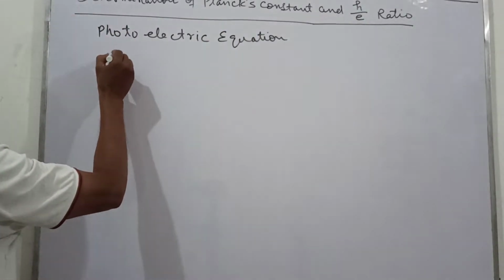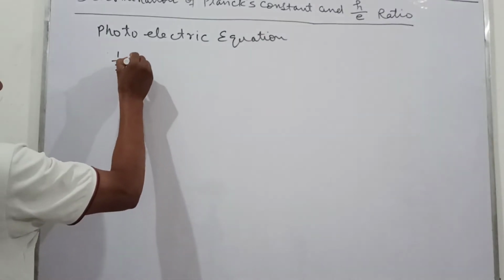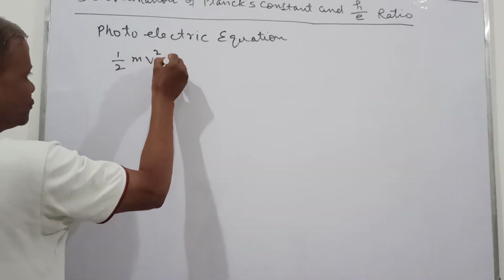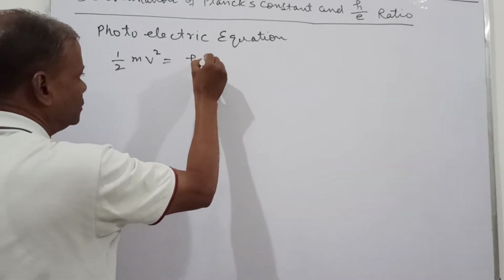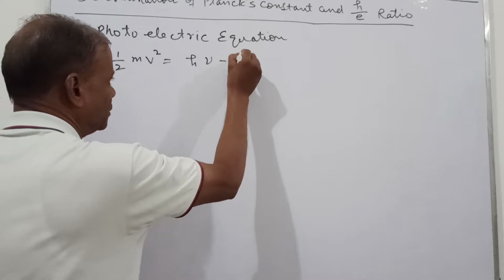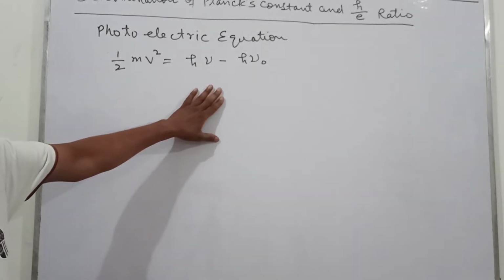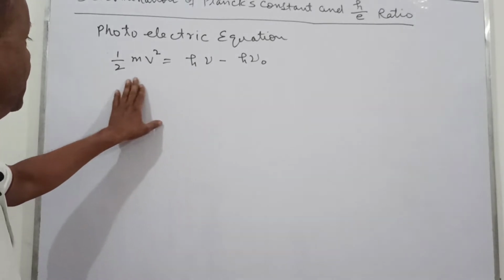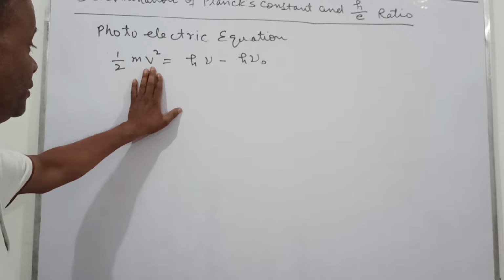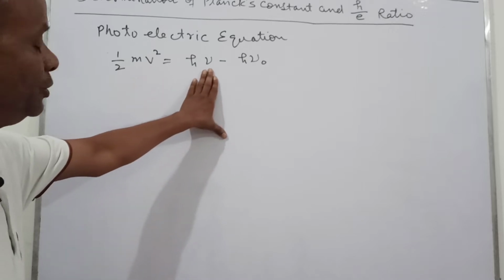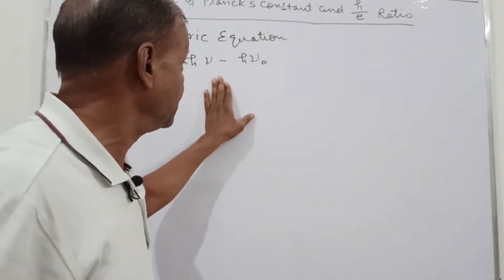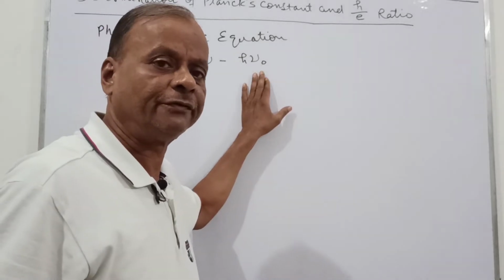Now this is half mv square equal to h nu minus h nu naught, where all these terms have their usual meanings. Here m is the mass of the electron, v the velocity of the electron, nu the frequency of the incident radiation and nu naught the threshold frequency.